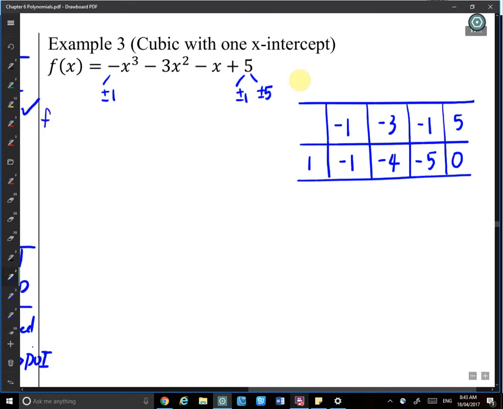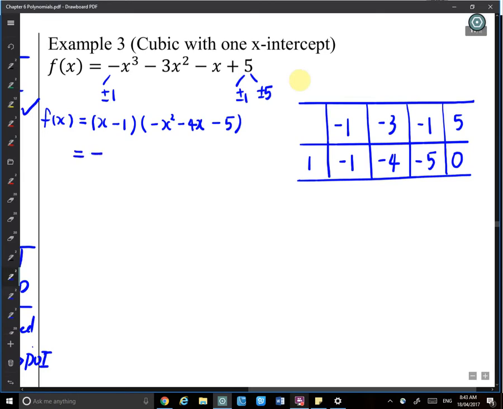So f(x) will equal, 1 is the factor. 1 is a number that makes f(x) equal to 0. So that will be x minus 1, x minus that number. And I have minus x squared minus 4x and minus 5. I have all the minus.